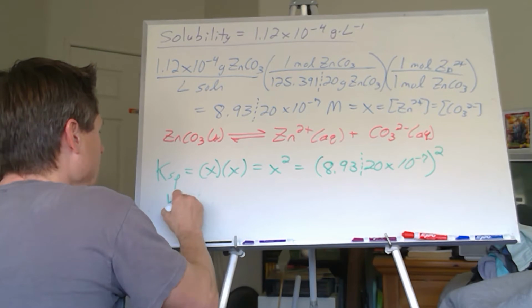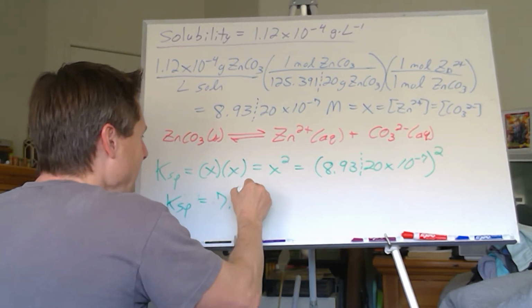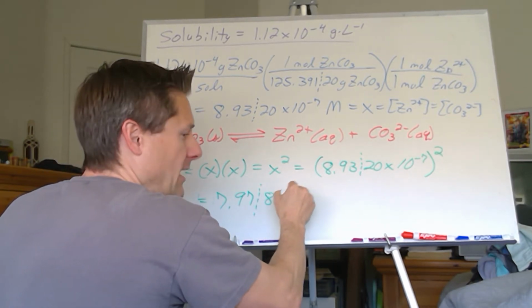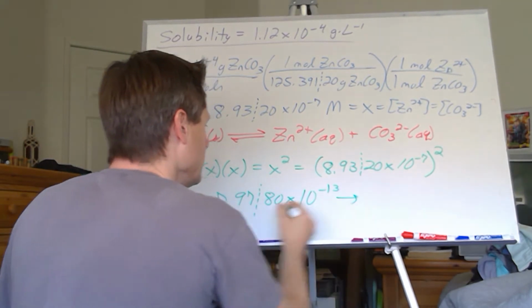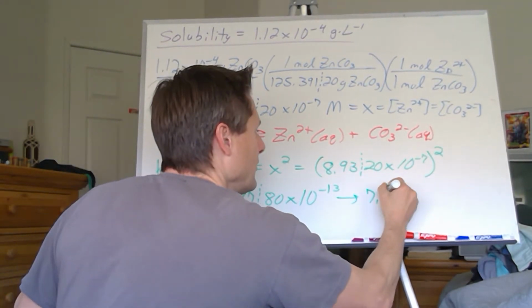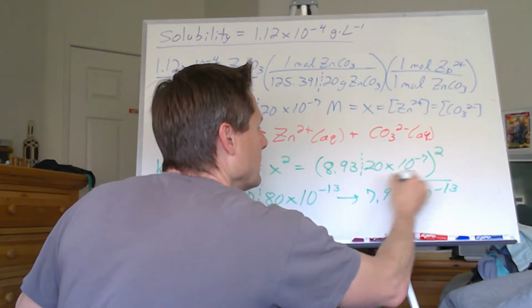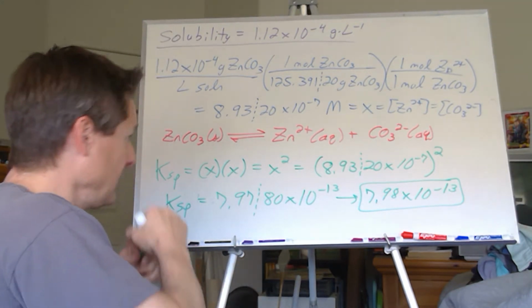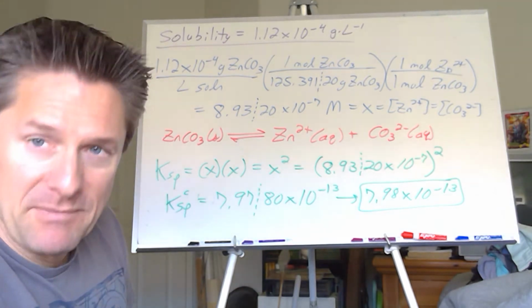So KSP, I got 7.9780 times 10 to the minus 13th. That's pretty small. So that's going to round up to 7.98 times 10 to the minus 13th. Not a really tough problem, right? And this again is our KSP with a C up there because we use molarity.